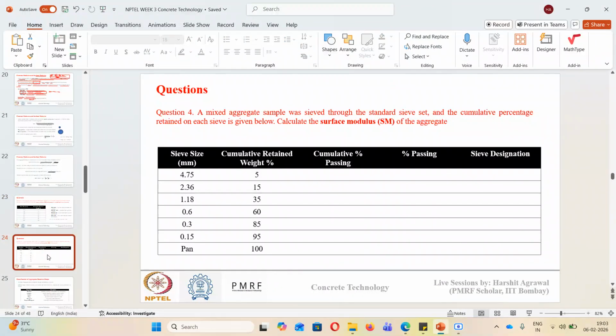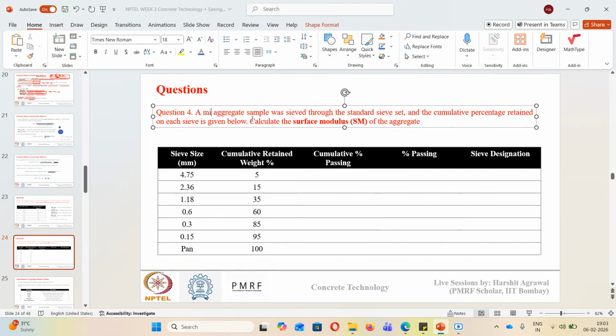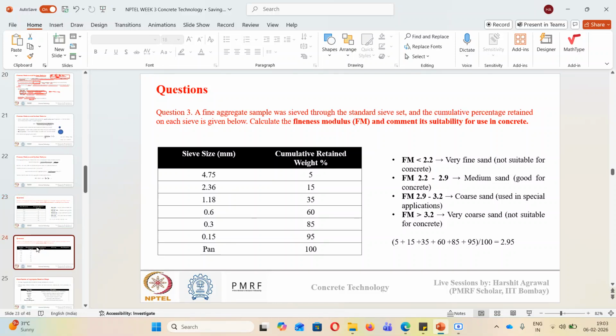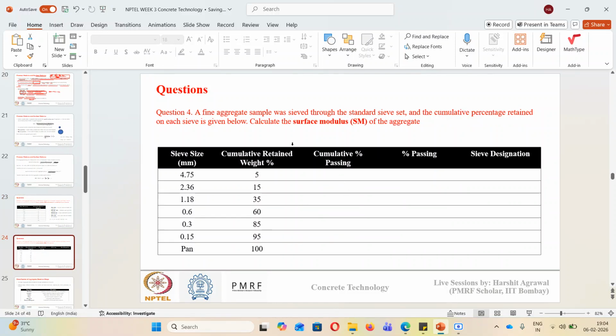Next question: a mixed aggregate is given to us. Actually, this is a fine aggregate sample only, not mixed. We know the cumulative percentage retained, the same data as before. We need to calculate the surface modulus of this aggregate. In the last question you calculated the fineness modulus. Now I am asking you to calculate the surface modulus.